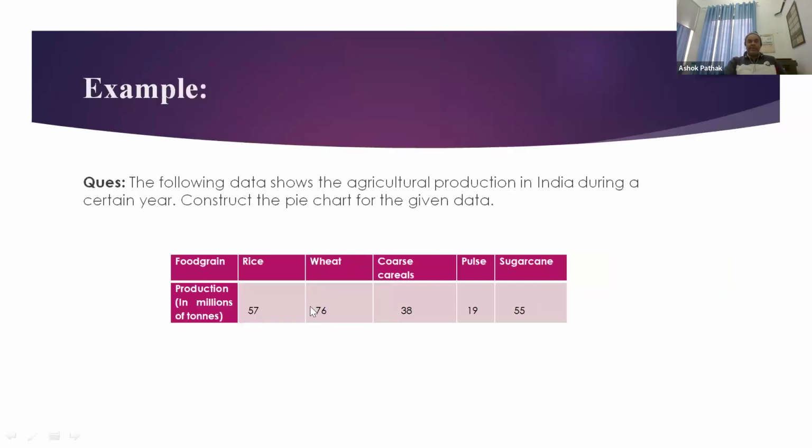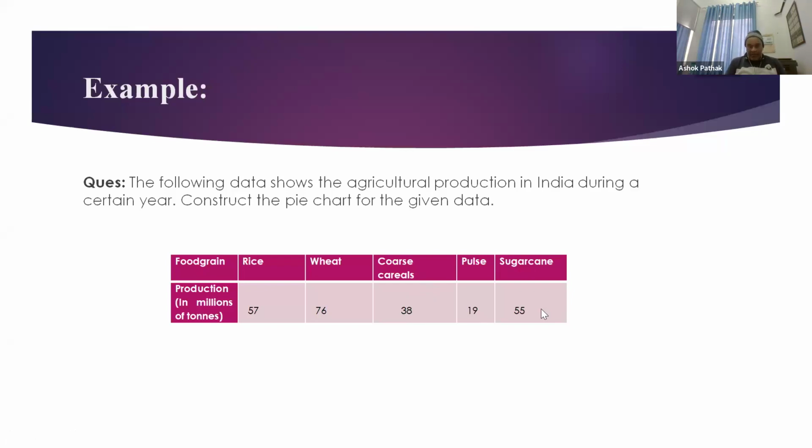So see, this is given. The following data shows the agriculture production in India during a certain year. Construct the pie chart of the given data set. Food grain production in million tons: rice, 57 million tons is produced in 1 year. Wheat is 76 million, this one is 38, pulse is 90, and sugar cane is 55. So our data x is nothing but 57, 76, 38, 90, and 55.